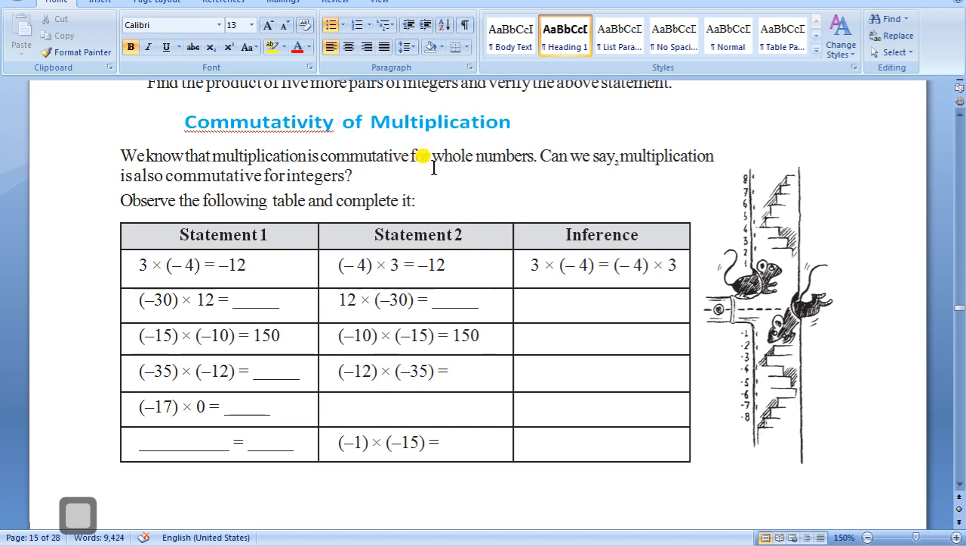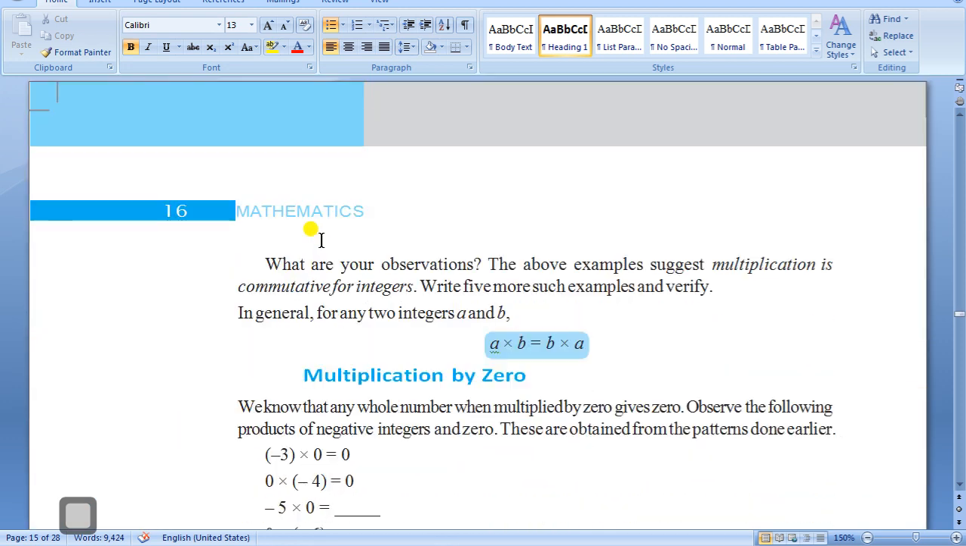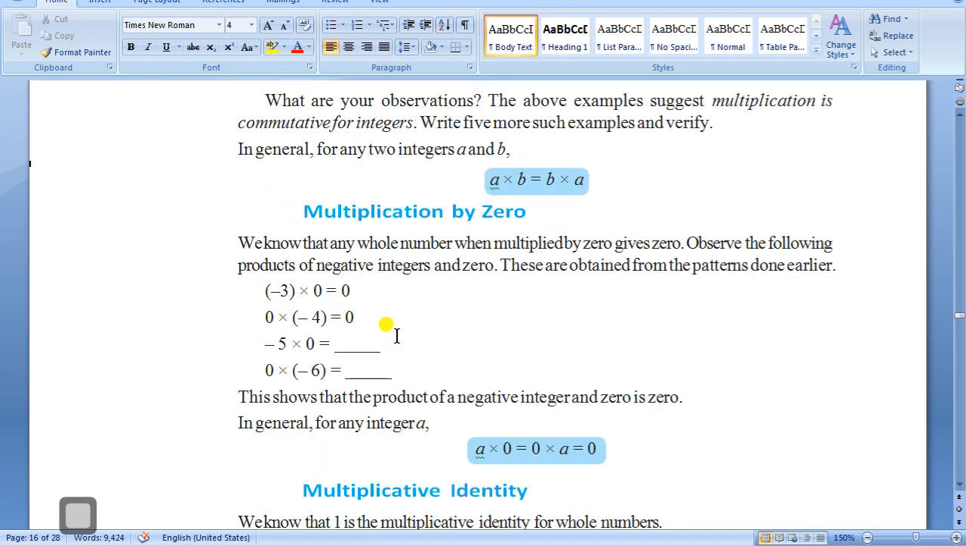Now we'll find commutativity of multiplication. We know that multiplication is commutative for whole numbers. Can you say multiplication is also commutative for integers? Observe the following table and complete it. What do you observe? The above example suggests multiplication is commutative for integers. Write 5 more such examples and verify. In general, for any two integers a and b, a into b is equal to b into a.